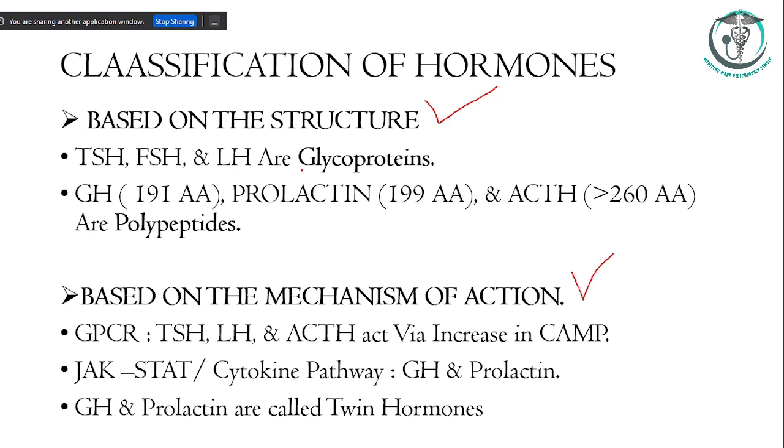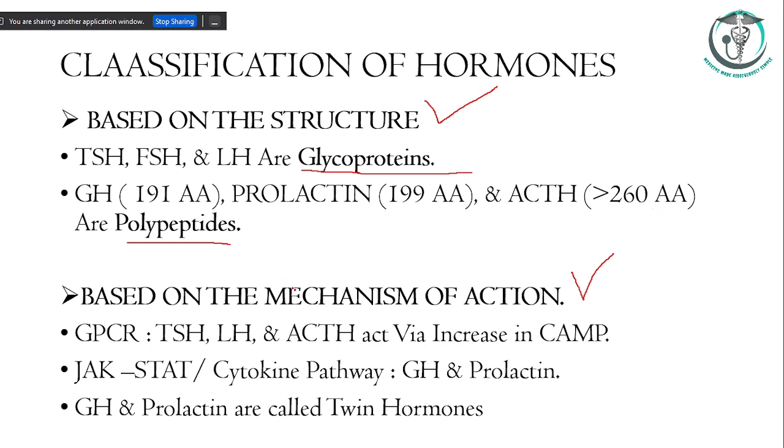LH are glycoproteins. Then growth hormone, prolactin, and ACTH are polypeptides. And you need to memorize the number of amino acids. For growth hormone, it's 191, prolactin 199, and ACTH is greater than 260 amino acids. So you need to memorize. There are no two ways about it. You just have to know.